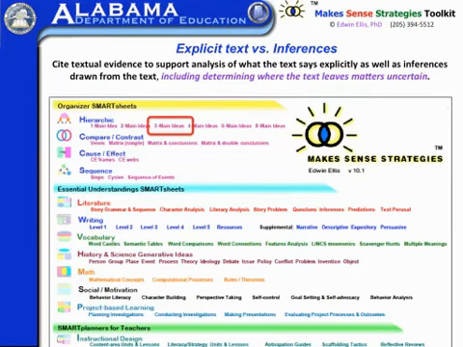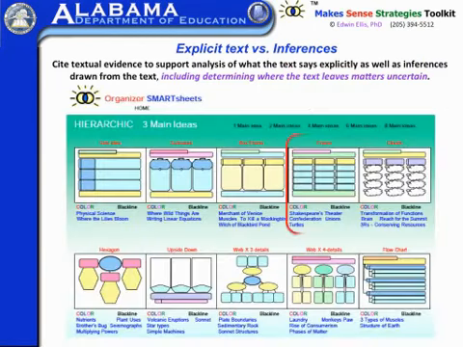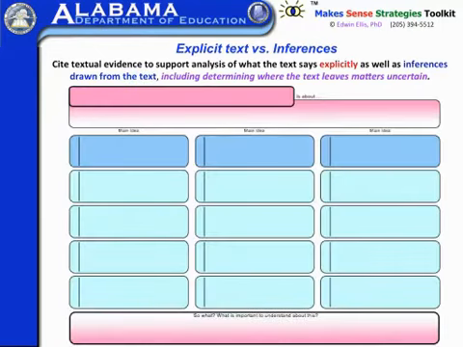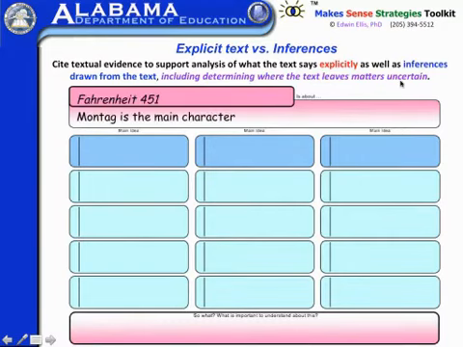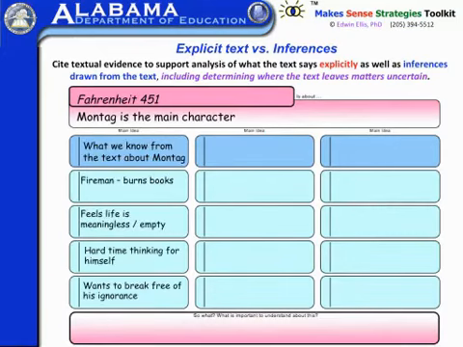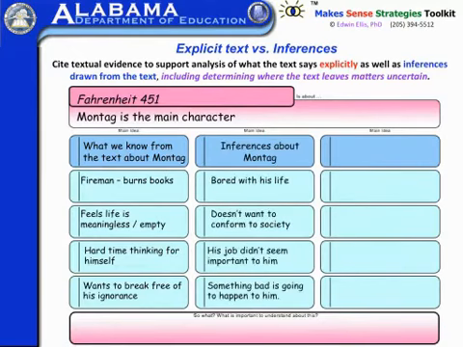Another one you can use is the three main idea one, and the three main idea frame is pretty good for this, and let me share with you how this would be set up. So now we have what the text says explicitly as well as inferences, plus determining where the text leaves matters uncertain. So here's how I would use this. Again, Fahrenheit 451, and we're talking about Montag again, and so one of the things is what we know from the text about Montag, inferences about Montag, and what the text leaves uncertain about Montag.